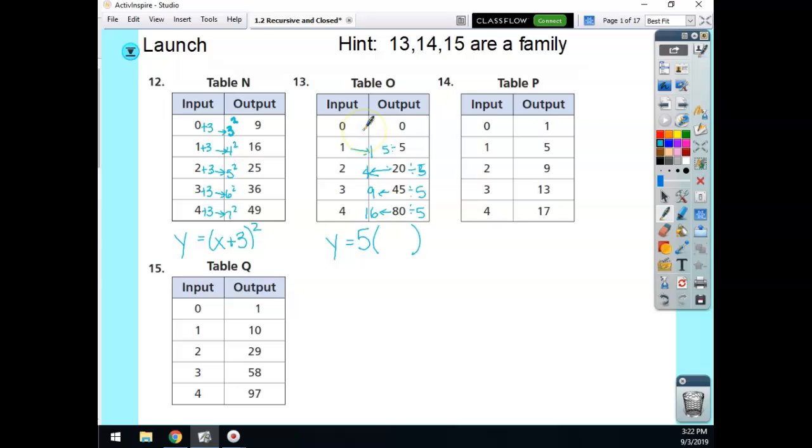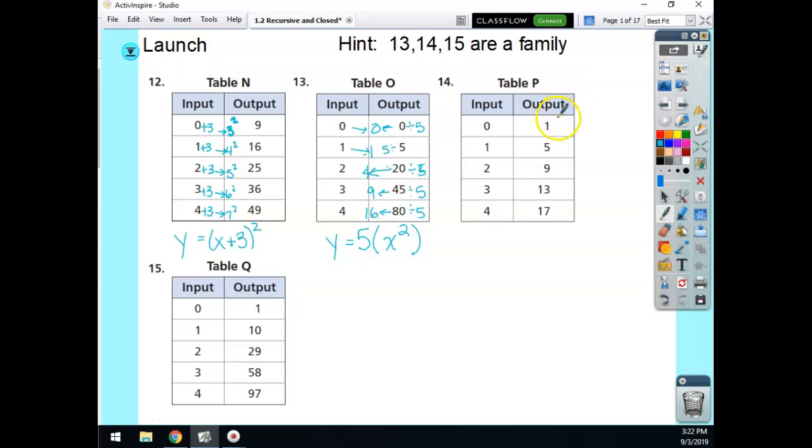Well, I have to have the same thing every single time. Same rule. So 0 divided by 5 is 0. So I need a way to keep my 0 a 0. So I need to go from a 1 to a 1, a 2 to a 4, a 3 to a 9, and a 4 to a 16. So I can see again that these are all perfect squares. So I'm going to take that x value and square it, and then multiply it by 5 to get my output.